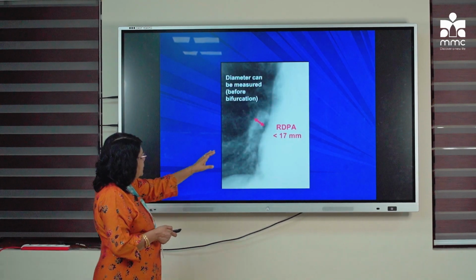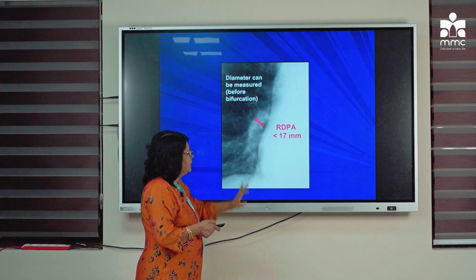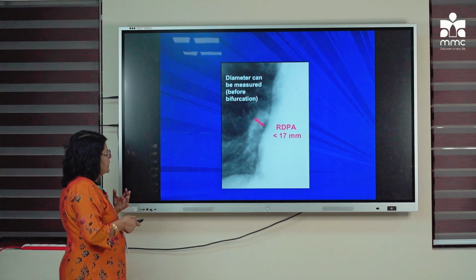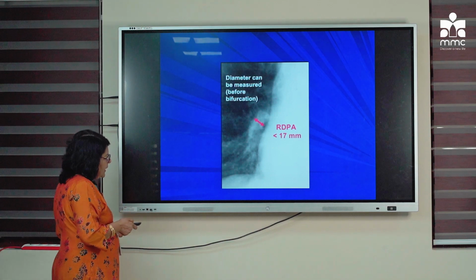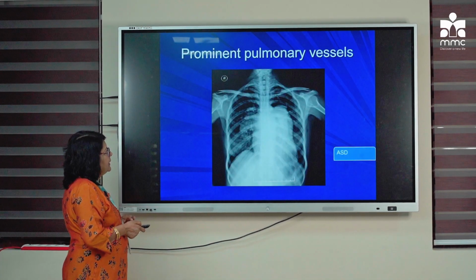Okay, so the normal hilum is mainly formed by the pulmonary vessels. It contains the lymph nodes, and it also contains veins and some amount of fat. The diameter of the pulmonary vessel is 17. More than 70 indicates some pulmonary hypertension.